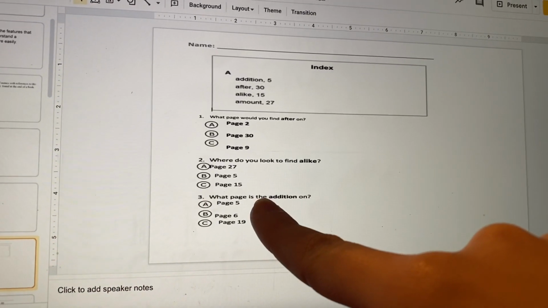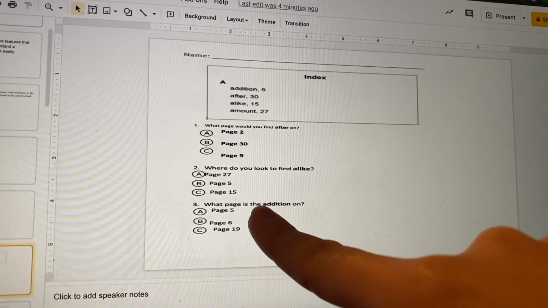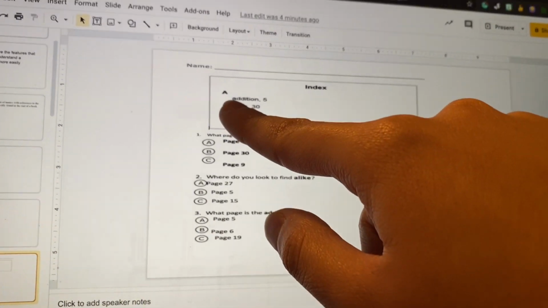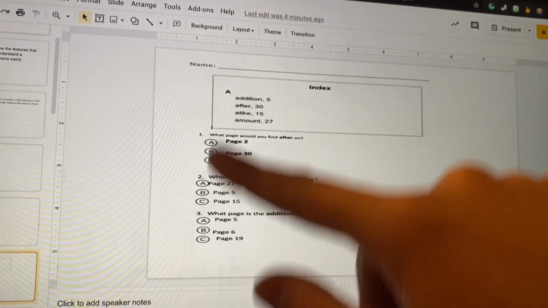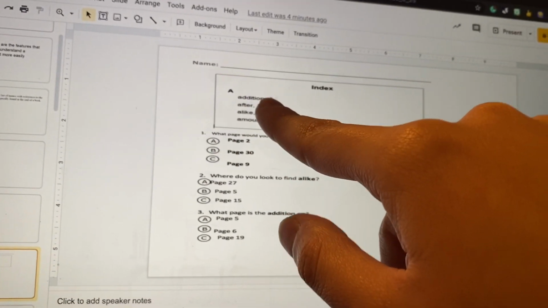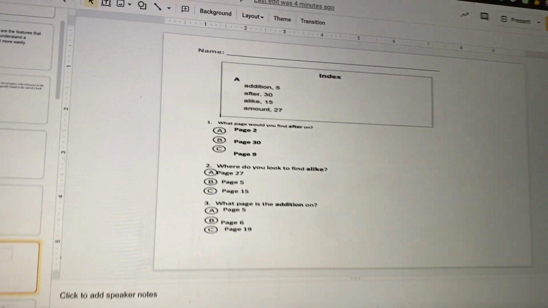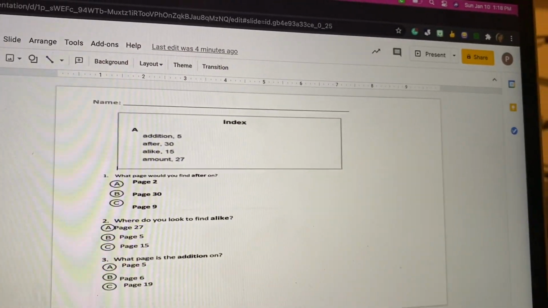What page is the addition on? Underline addition. Find it in my index. The first one, because it's AD, and D comes before every other letter. 5. Bubble in the 5. That is all we're doing for index today.